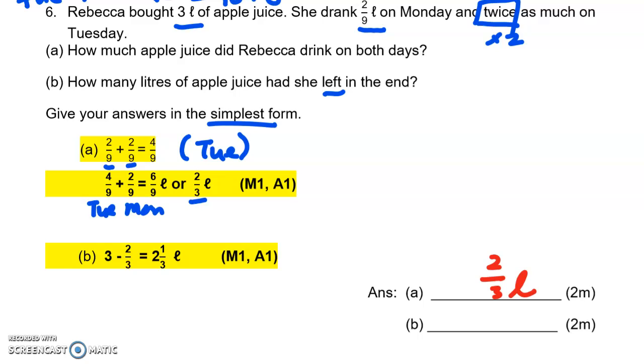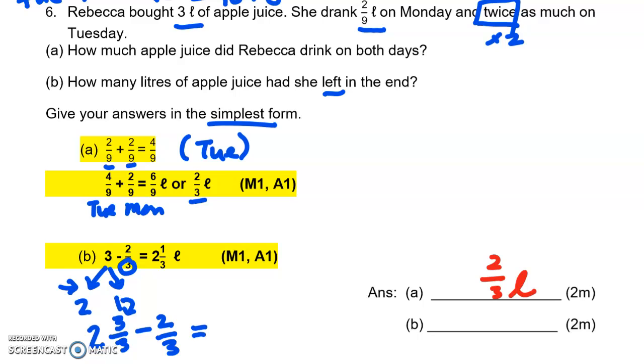Okay, how many liters of apple juice had she left in the end? So she has 3 liters at first, right? So you got to minus 2/3. I think there's quite a number of you who still struggle with this concept. 3 liters is the same as 2 plus 1. Now for this case, the denominator is 3. You can put it as 2 whole, 3/3. 1 whole is the same as 3/3. Then you minus 2/3.